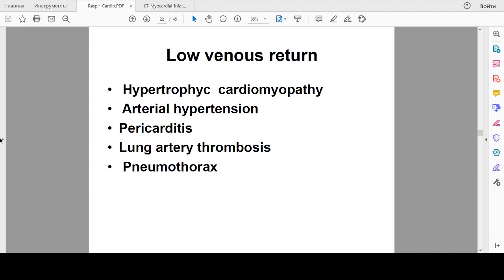Low venous return. To be pumped, blood should be returned, obviously, to cardiac chambers. When return drops, it happens in hypertrophic cardiomyopathy, when due to thickening of cardiac muscles, thickening of chamber walls, there is not enough place to fill. Then in arterial hypertension also it happens. In pericarditis, due to external compression of cardiac chambers, return is also insufficient. Also, lung artery thrombosis, when blood flow is interrupted. And in pneumothorax, again, compression of the heart by the air which appears in the pleural cavity.